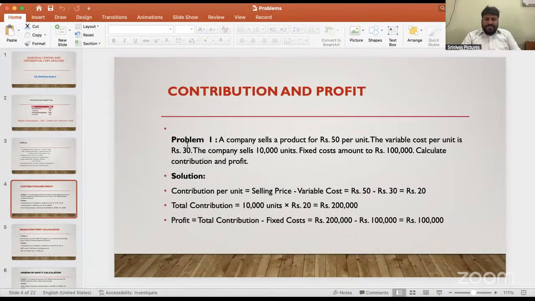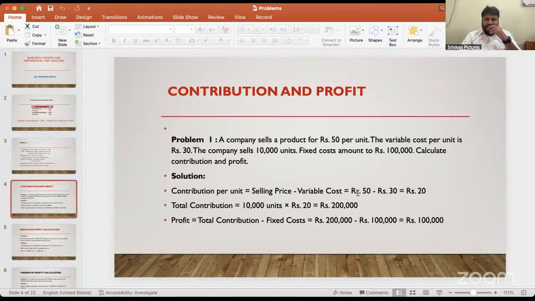Go through these formulas. A company sells a product at 50 rupees per unit. The variable cost per unit is 30 rupees, and the company sells 10,000 units. Fixed cost amount is 1 lakh. Calculate the contribution and profit. First we have to calculate contribution. Selling price and variable cost are given, 50 rupees and 30 rupees, so 20 rupees is the contribution.